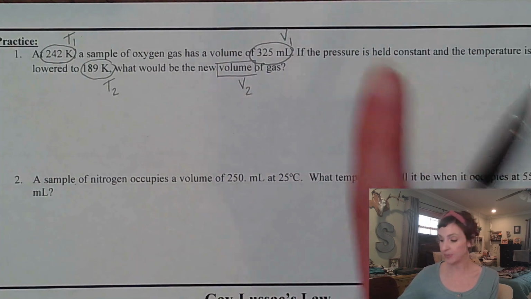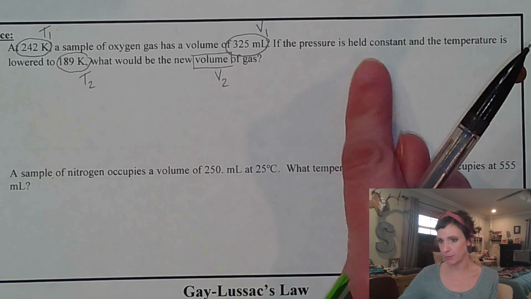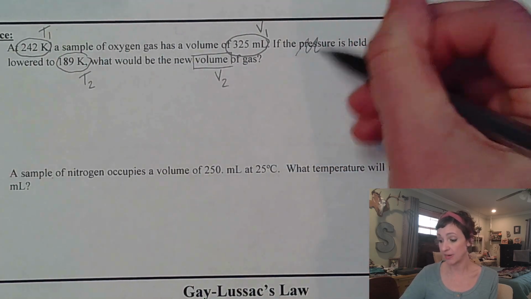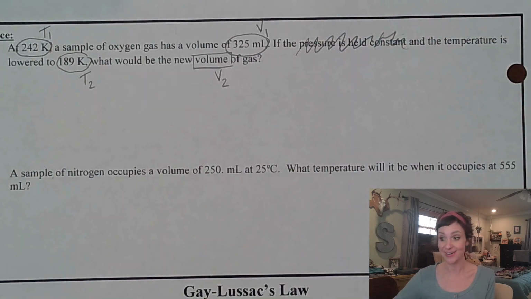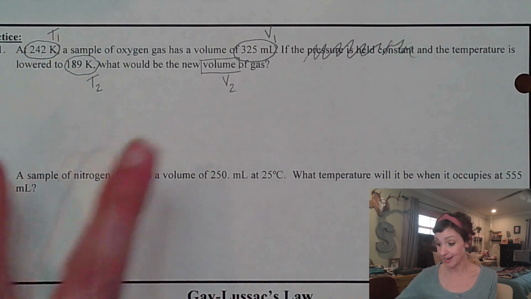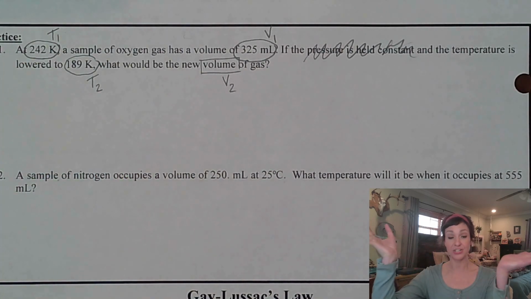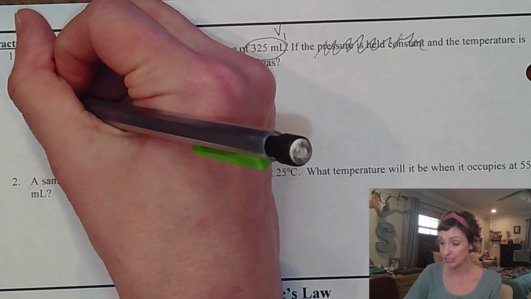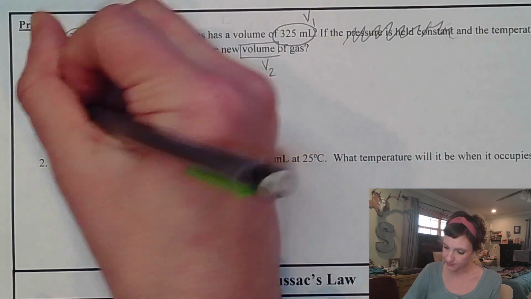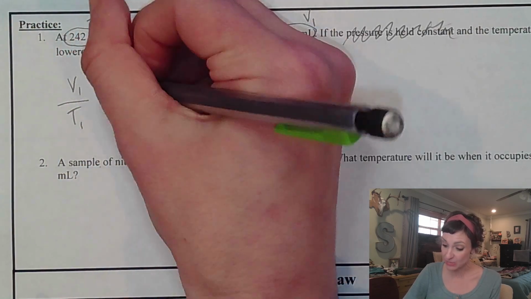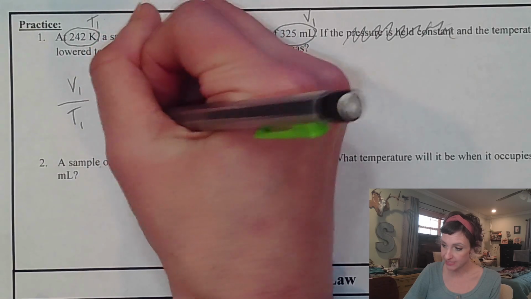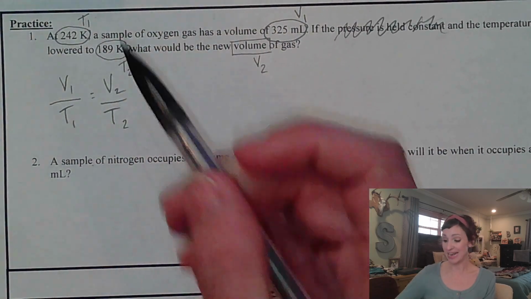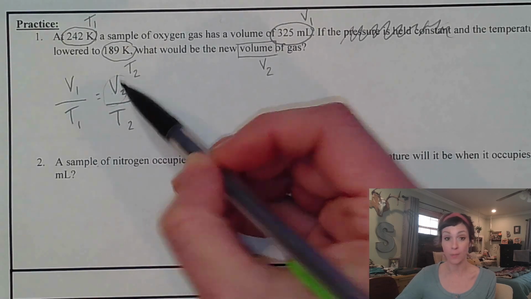Once again, do not be scared by statements like this. If the pressure is held constant, that just means we aren't going to have any P's in this equation. So what I have labeled here is two T's and two V's. You were like, oh my gosh, it is magic. I know which equation I'm using. And yes, you do. We are using Charles's law, which says V1 over T1 is equal to V2 over T2. So I've stated my equation, and I'm going to be using this equation to solve for my V2.